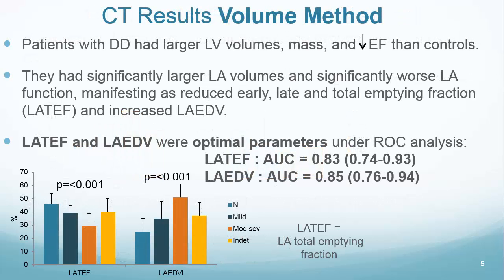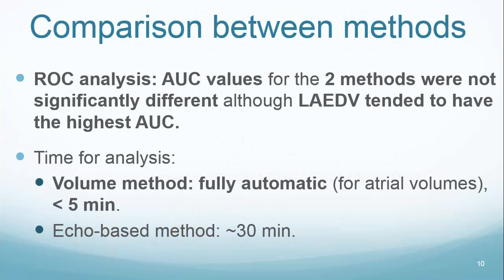This slide depicts the results of the volume method. Left atrial total emptying fraction and left atrial end diastolic volume were the optimal parameters in distinguishing normal from abnormal diastolic function, and they had areas under the curve of 0.83 and 0.85 respectively. When comparing the two methods, they were not significantly different, but we can note that left atrial end diastolic volume tended to have the highest area under the curve.